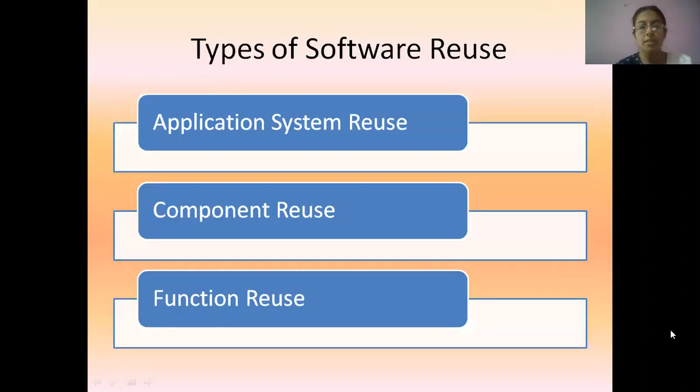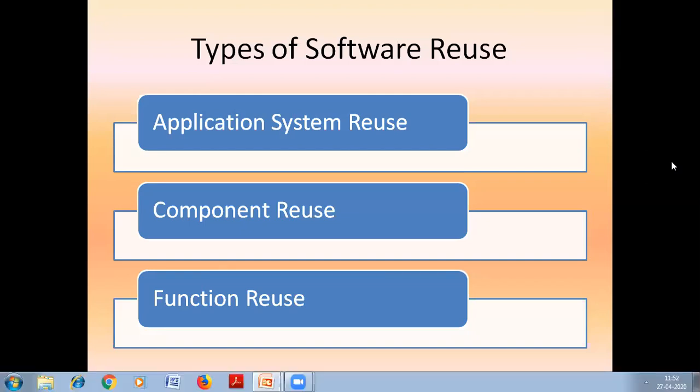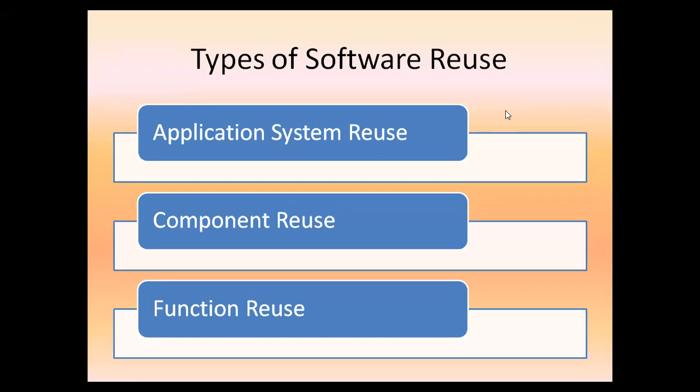Now the next topic is types of software reuse. The types of software reuse consist of application system reuse, the second is component reuse, and the third one is function reuse.